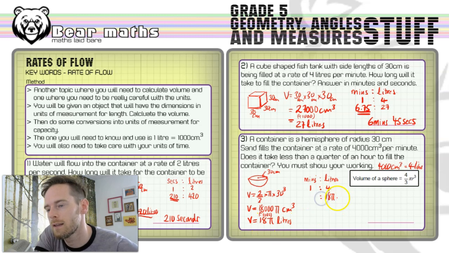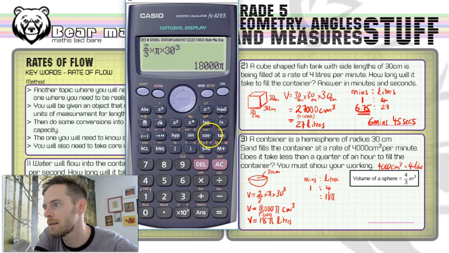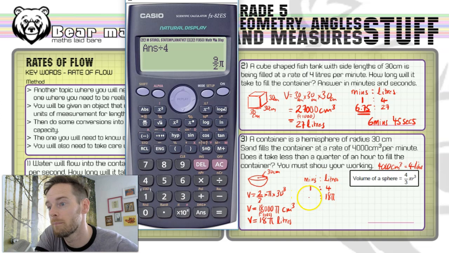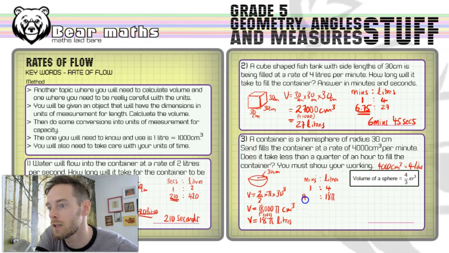Right, now we want to get to 18 pi litres. All right, and that is still going to be a number, because pi is just a number. All right, so let's take 18 pi, divide it by 4, and we get 9 over 2 pi. 9 over 2 pi multiplied by 1 is still 9 over 2 pi, but let's get that as a decimal. Okay, and that's 14.13 minutes. 14.13 and some more numbers.